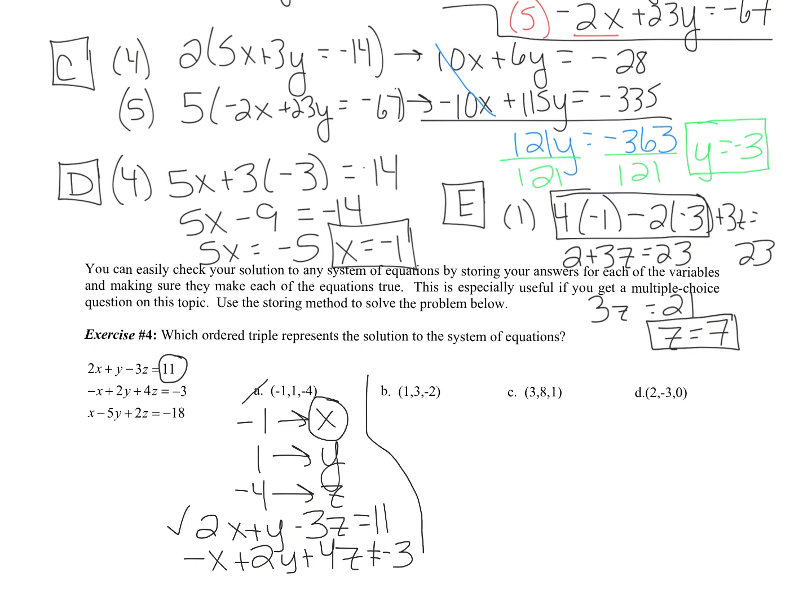For the next set, if I stored 1 as x, 3 as y, and negative 2 as z, that's the one that would work. If I typed in this equation, it would equal 11. This expression, it would equal negative 3, and this expression would equal negative 18. So that is the answer.